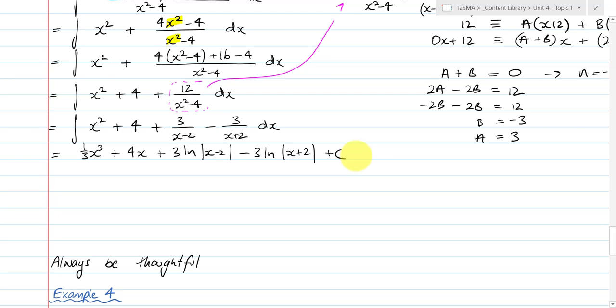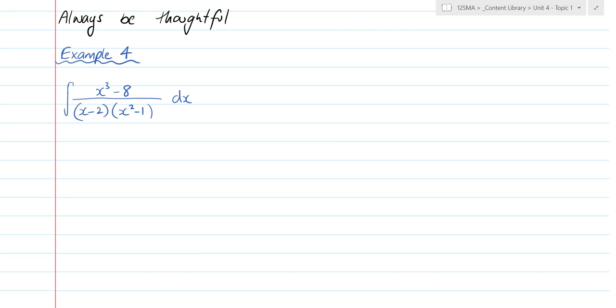That's example 3. And finally, this is a question that's geared towards you always being a bit thoughtful about the types of questions you might get. Because you have a look at this question and the immediate thought is, well, this looks a lot like a partial fractions question. And I'm not going to lie to you, it is a partial fractions question, but there's a simplification process that can happen first. So let me take you through this.